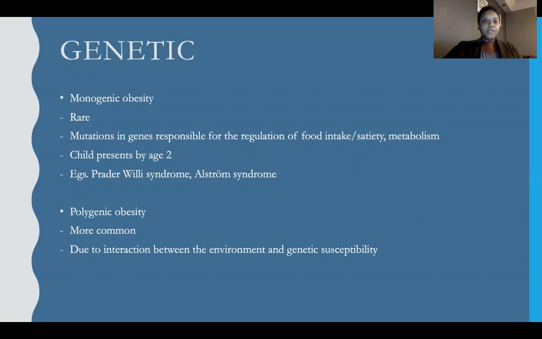So the genetic component, we have monogenic obesity and polygenic obesity. Now, monogenic obesity is quite rare. It usually presents in children by the age of 2 years, and it is mutation in genes that are responsible for regulation of food intake and satiety and metabolism. So examples of conditions with this is Prader-Willi syndrome and Alström syndrome. Polygenic obesity is more common, where you have interaction between the environment and genetic susceptibility.